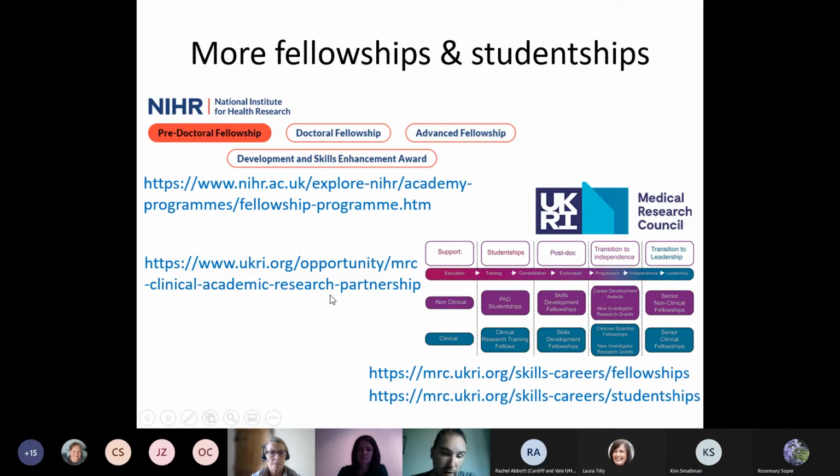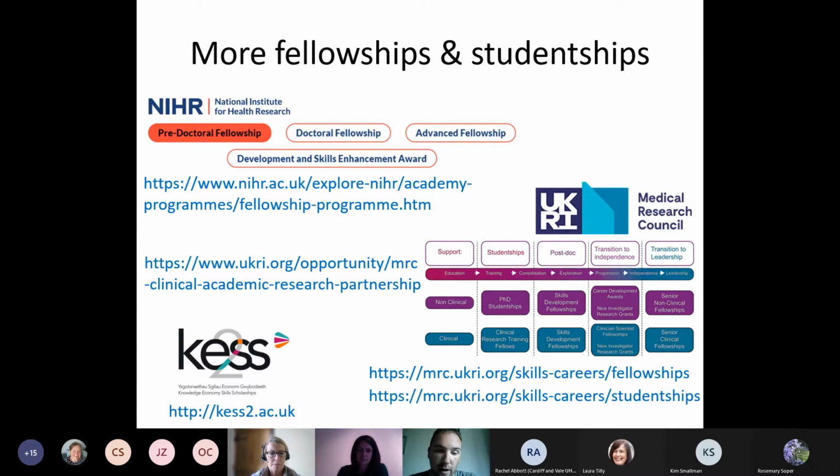There's also a link for the so-called clinical academic research partnership, where the applicant can work with an academic group on a project, and again, that's a specific type of fellowship that they fund, and we have had multiple successful applicants from Wales over the years.